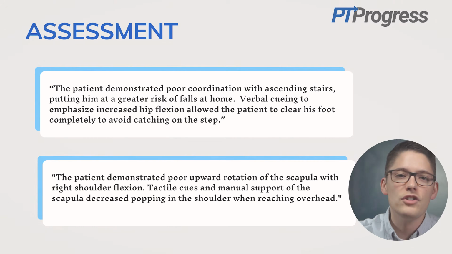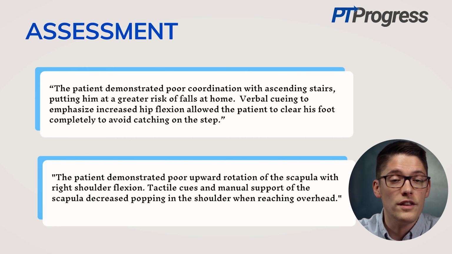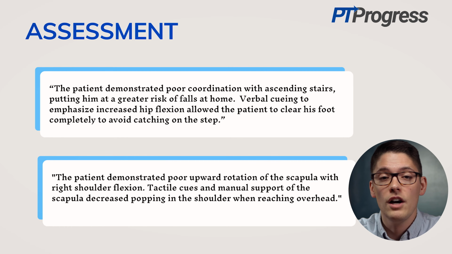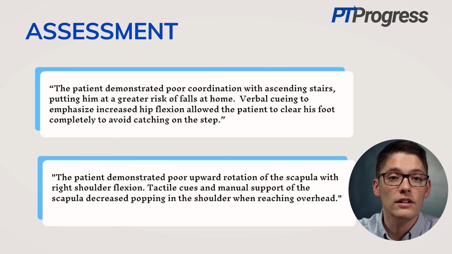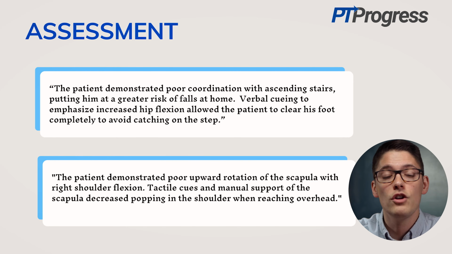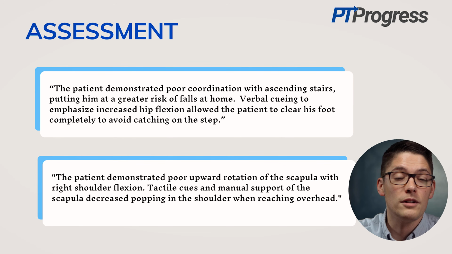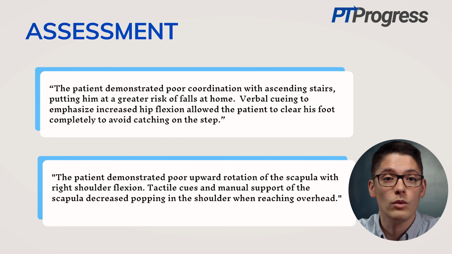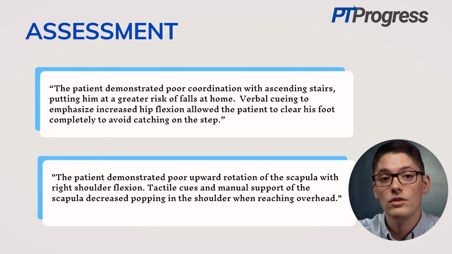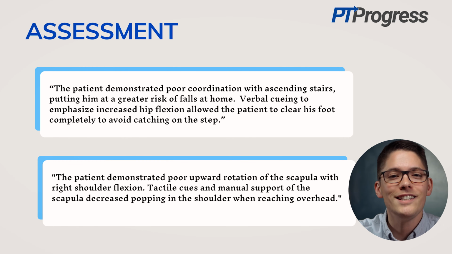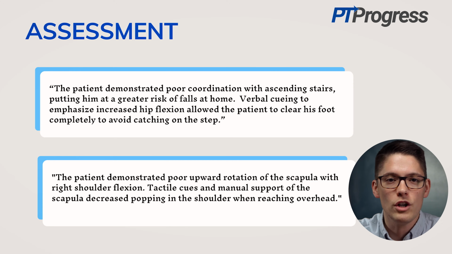Also, if you identified functional tasks in the subjective section, this is a great place to relate them into your treatment. Here's an example. The patient demonstrated poor coordination with ascending stairs, putting him at greater risk of falling at home. Verbal cueing to emphasize increased hip flexion allowed the patient to clear his foot completely to avoid catching on the step. Okay, here's another one. The patient demonstrated poor upward rotation of the scapula with right shoulder flexion. Tactile cues and manual support of the scapula decreased popping in the shoulder when reaching overhead.